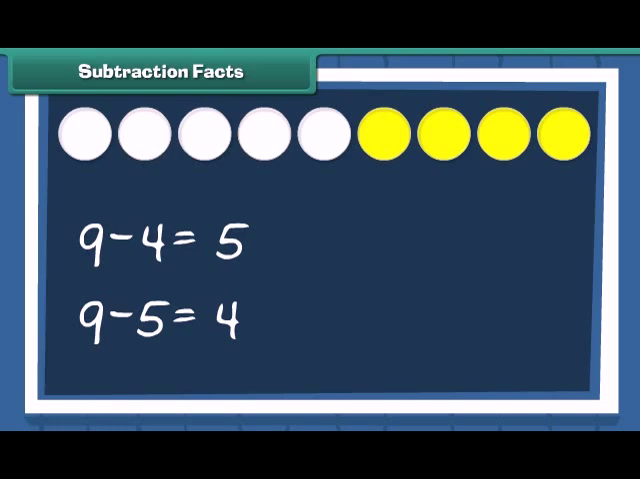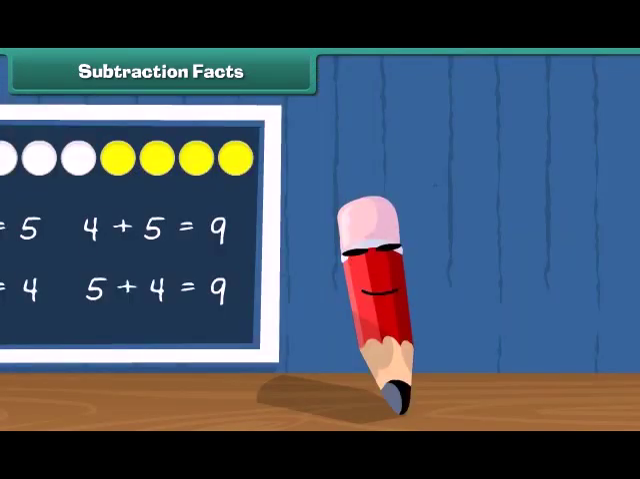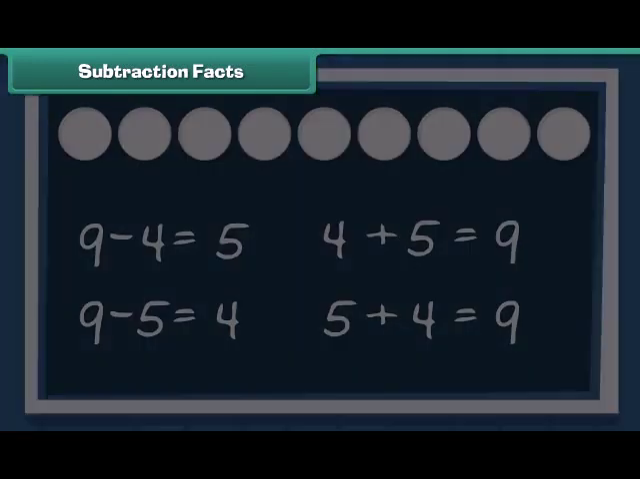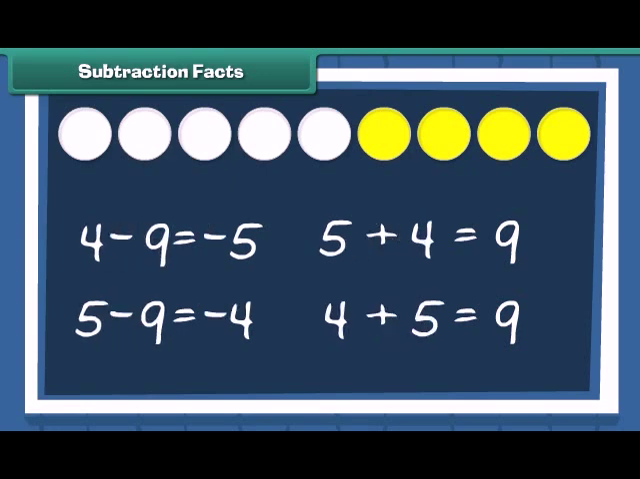Remember the addition fact we looked a while ago? 4 plus 5 is equal to 9, and 5 plus 4 is equal to 9. Well, for every addition fact, there is a corresponding subtraction fact too. This shows that 3 numbers can be interchanged in addition or subtraction.